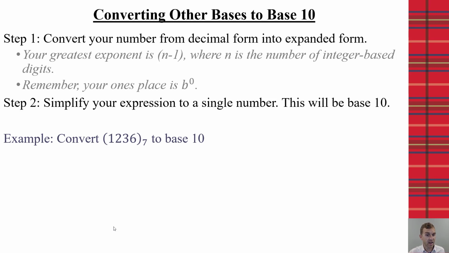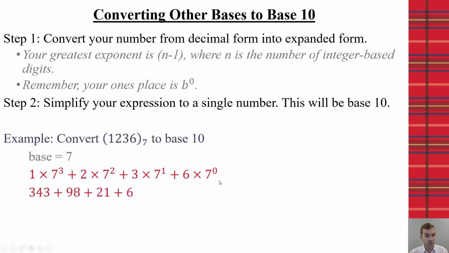Again, we recognize that this is in base 7, so we're going to be doing 7 raised to the powers each time. I start with my greatest, which is the 1 in the 1,000s place, so that's 1 times 7 to the third, because there are 4 digits and 4 minus 1 is 3. Then 2 times 7 squared, 3 times 7 to the first, and then 6 times 7 to the 0, or 1. I then simplify each of those and add them together, and that takes me back to 468.